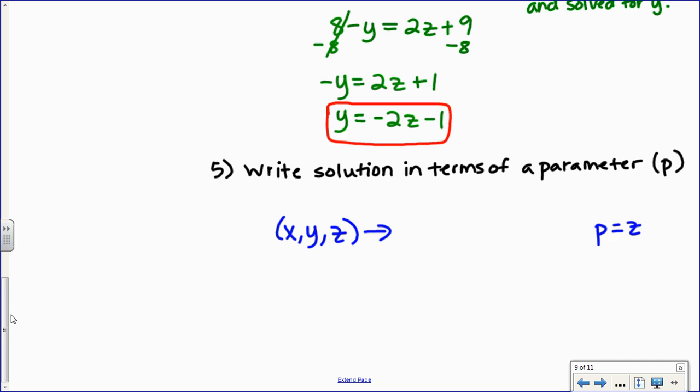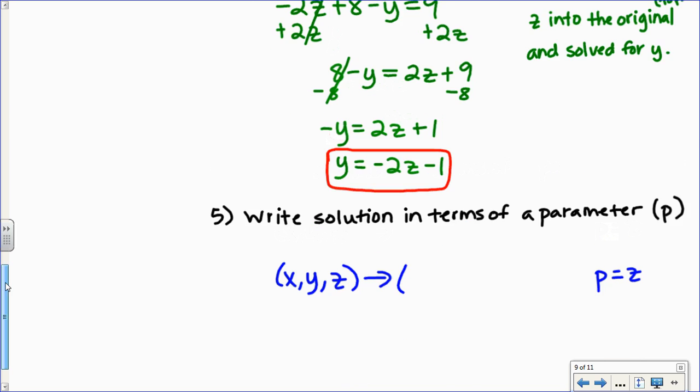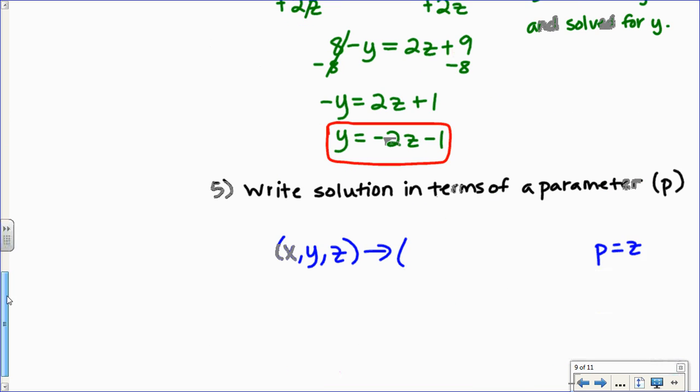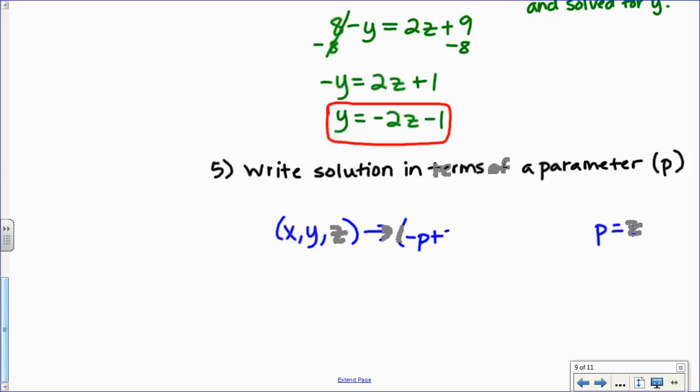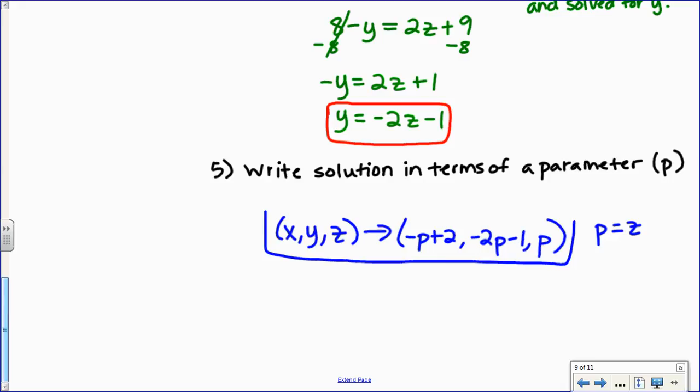So I can do this. So X was negative Z plus 2, so negative P plus 2. Y was negative 2Z minus 1, so negative 2P minus 1. And then Z is our P. So here's my solution. It has infinitely many solutions because you can choose anything for P. You can plug in anything you want for P.